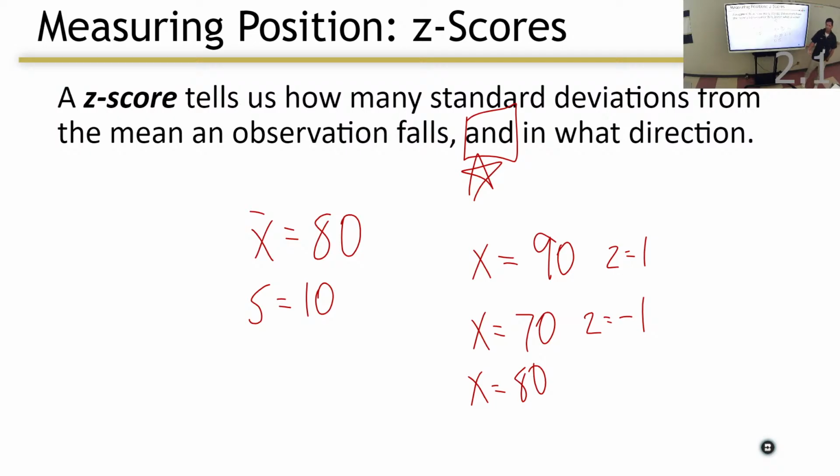So the z-score tells us how many standard deviations away the point is from the mean, and in what direction. Positive means we're above it. Negative means we're below it. And of course, 0 must mean that we fell right on it. Okay with that? Here's the formula to find the z-score.